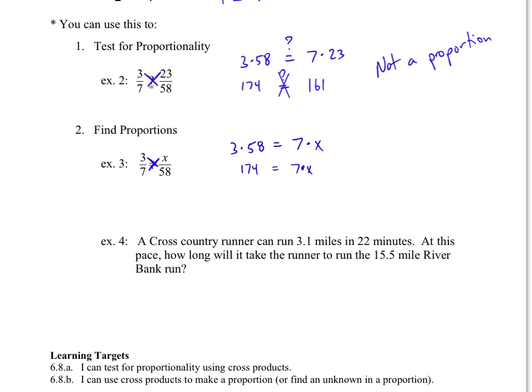How do you solve for x? Yes, we do the inverse operation, which is division. And Jake says we divide by 7 on both sides. That cancels on the right side. We're left with just x. 174 divided by 7 is 24.857, and so on.